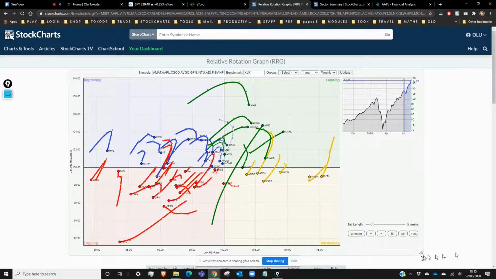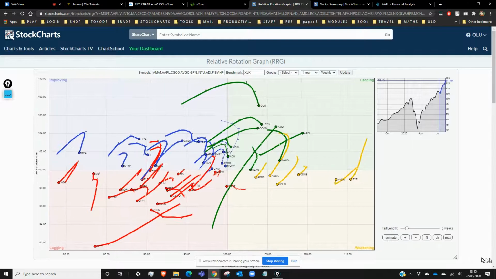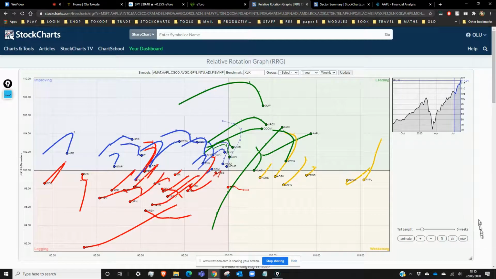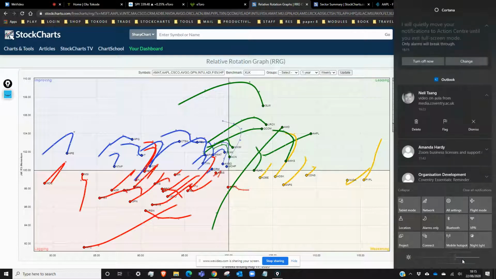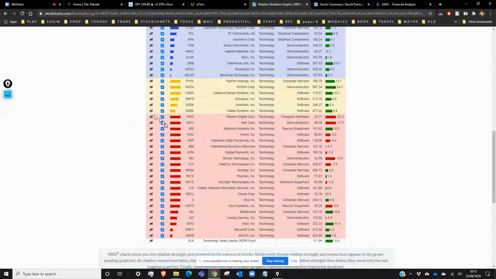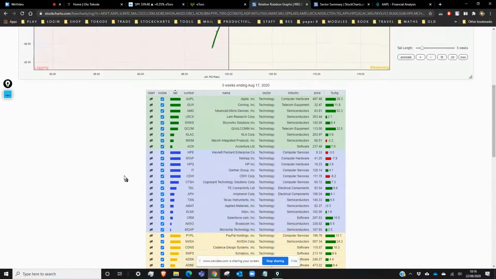Right, these are all the stocks in the technology sector. So right away, I can see some stocks are lagging. These red ones. These are the stocks I don't want. They have very low momentum. They also have very low relative strength. So I don't want the stocks. So I'm going to remove them. Just like that. There's so many in the sector. Okay, that's all gone now.